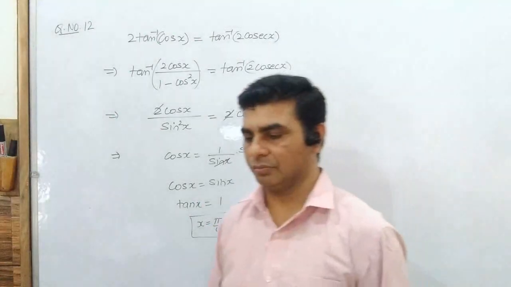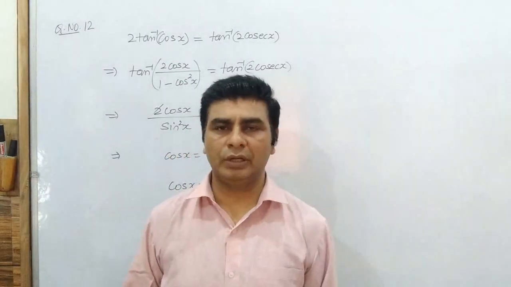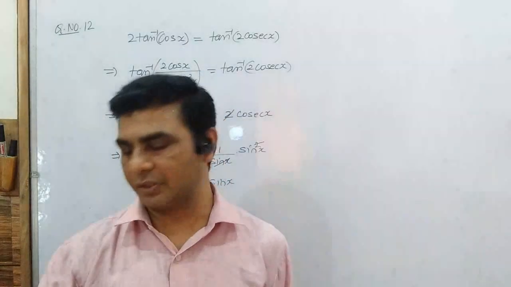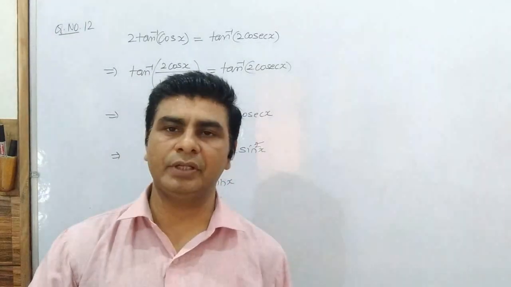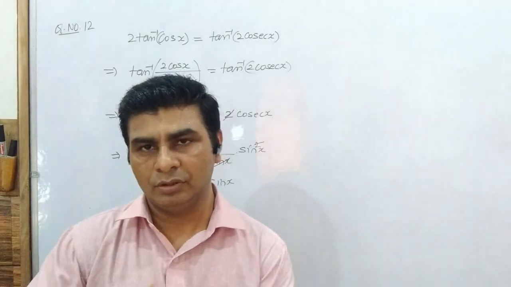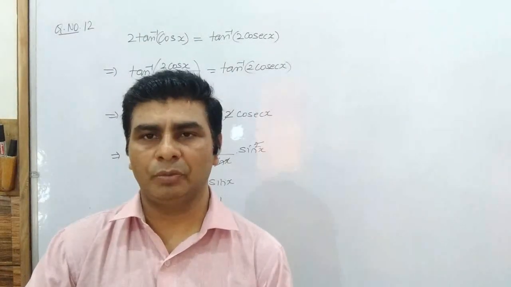So this is question number 13, and question number 14 is your homework for all of you. You have to do it by yourself. In that question also we need to solve the equation, and the left hand side as well as the right hand side are given equal to each other. You have to just take the 2 on the left hand side, which is in the denominator form.